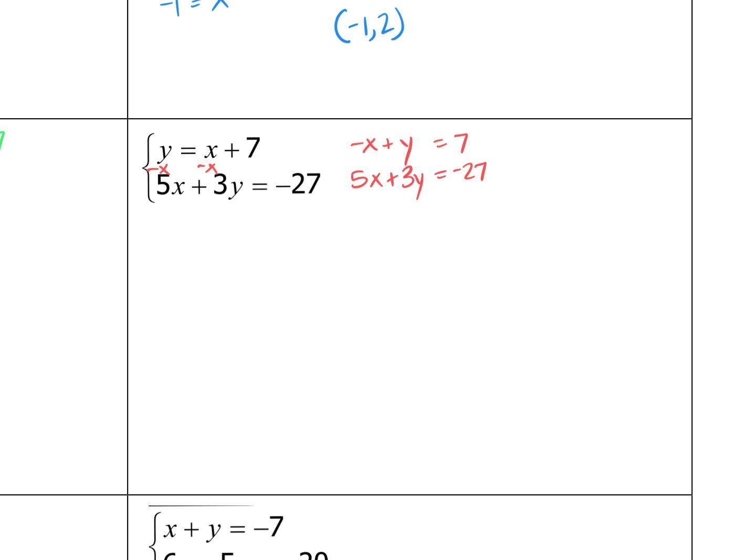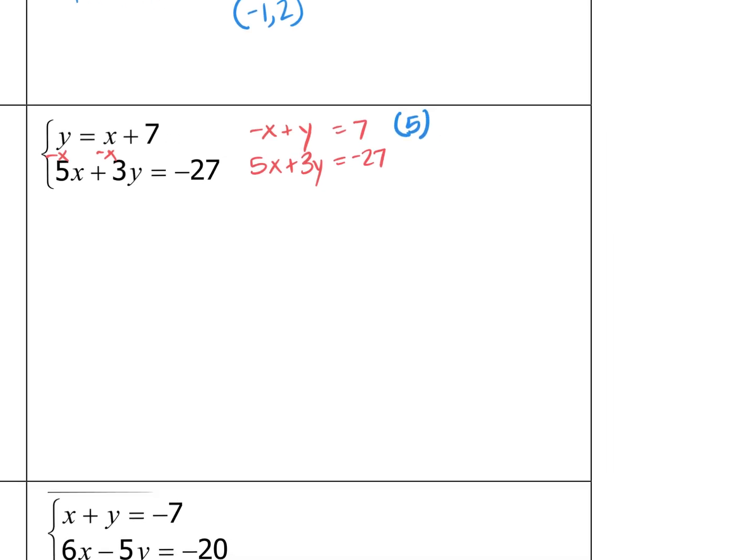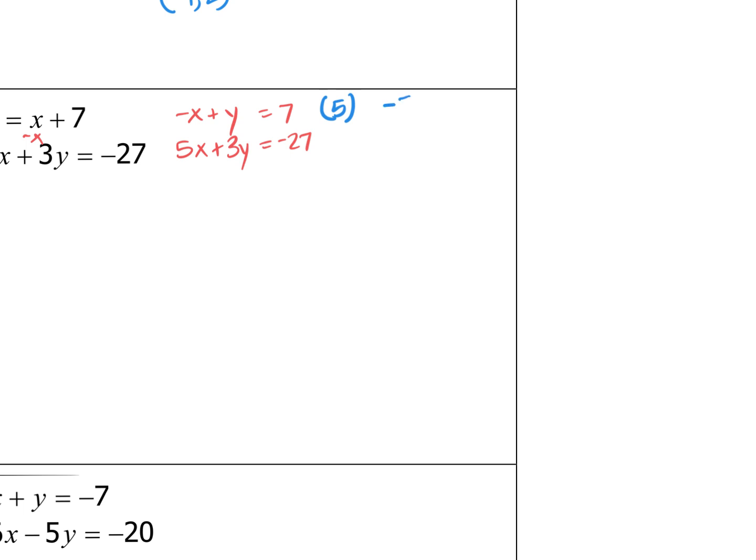I have to get the coefficients to be opposites. Do you want to do the y's or the x's? X, so that means I'm going to multiply the top equation by what? 5. All right, so then I rewrite that again. So negative 5x plus 5y equals 35. The bottom doesn't change. So I have 5x plus 3y equals negative 27.